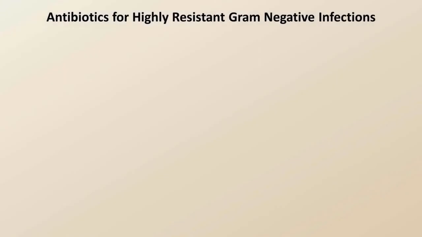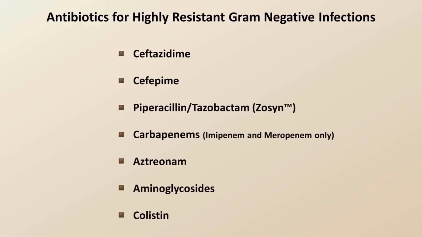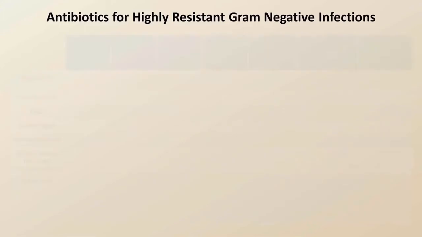Antibiotics to consider when treating one of these highly resistant gram-negative infections include the third-generation cephalosporin ceftazidime, cefepime, piperacillin and tazobactam, carbapenems excluding ertapenem, aztreonam, aminoglycosides, and colistin. Let's take a look at these in some more detail.